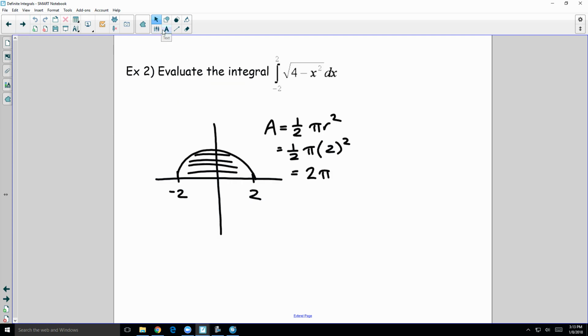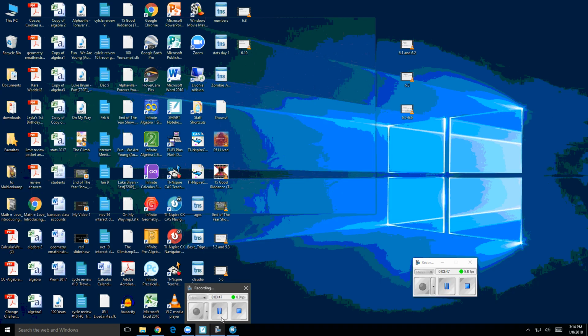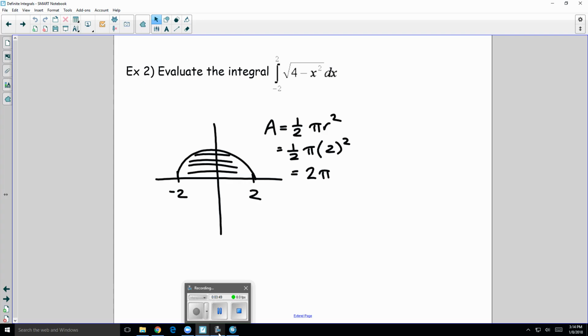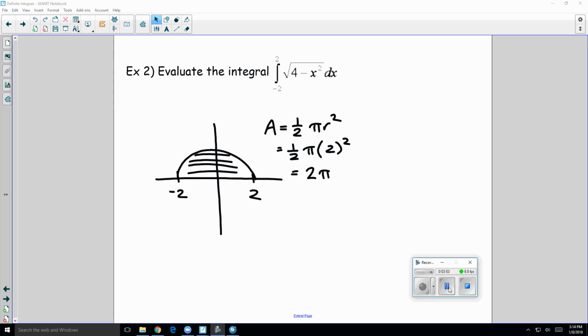To evaluate this integral, what I did was I graphed this. You could graph it on your graphing calculator. 4 minus x squared is a semicircle. It goes from -2 to 2. Because it is a semicircle, I am going to just find the area of a half circle, which is 1/2 pi r squared, with a radius of 2, which gives me an area or an integral of 2 pi, and that is exact. That's not an estimate.